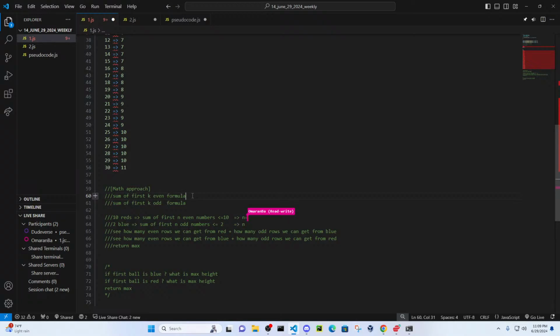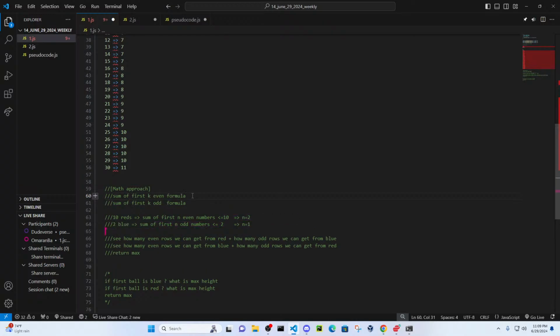So for the first one, it is 2 plus 4, so n equal to 2. For the second one, 1 is the first odd number that sums to less or equal to 2. So you have 1 and 2 rows. So the maximum possible triangle is this 3. Does this make sense? Yeah, yeah.